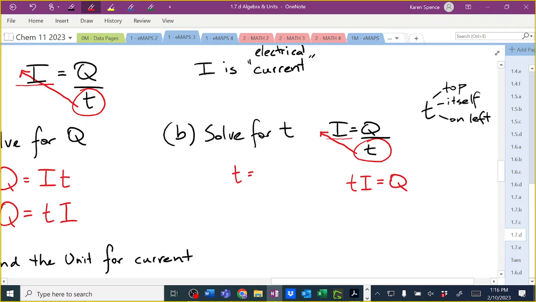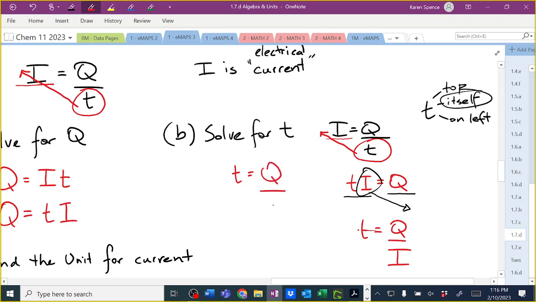Now our second problem is that t is not by itself, so we need to get rid of the I. Remember, you can draw little lines there to remind yourself there is a place for a denominator, and we can take our I and move it down to the bottom. So we end up with t is equal to q over I. Should have written it over here.